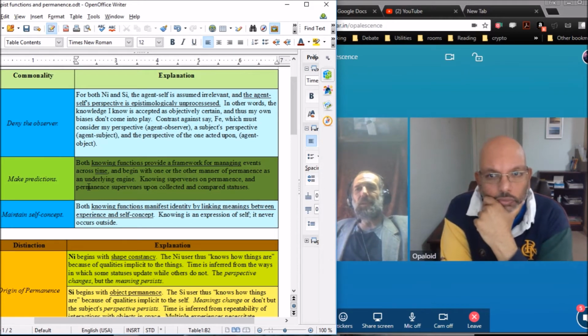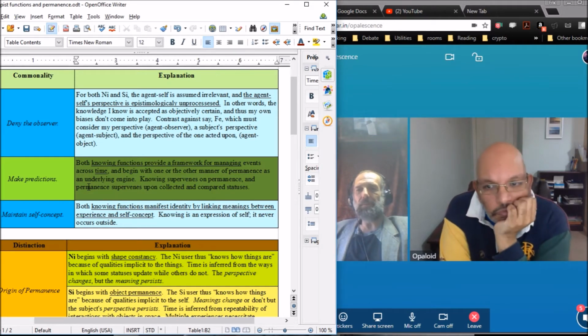So, another commonality is that they make predictions. Both knowing functions provide a framework for managing events across time and begin with one or the other manner of permanence as an underlying engine. Knowing supervenes on permanence, and permanence supervenes upon collected and compared statuses. Supervenes is a word that just means it relies upon the existence of the former to enable the existence of the latter to occur.